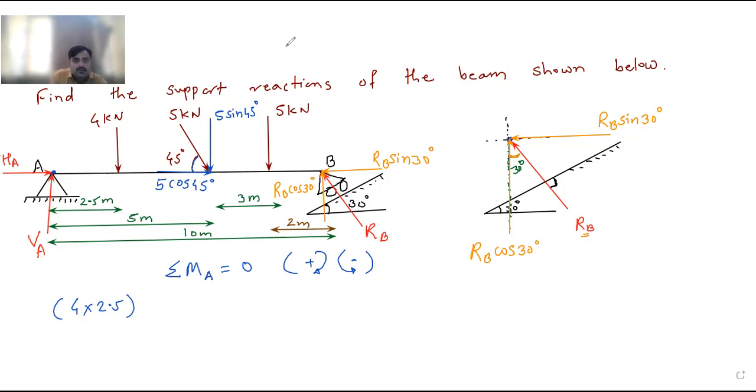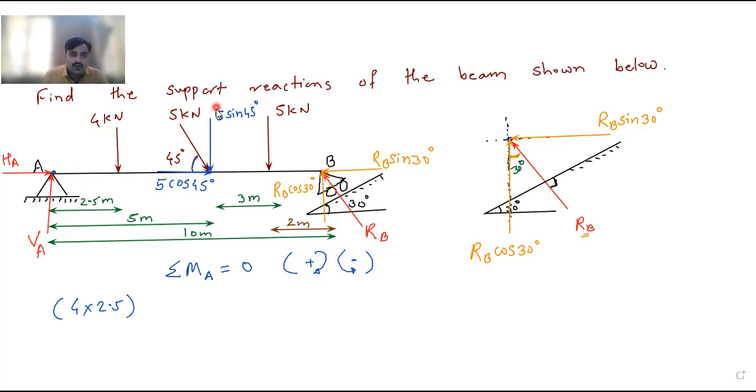Next force is this 5 cos 45. Now, you have resolved the 5 kilonewton force, so leave the original 5 and consider the two components in the calculation. This 5 cos 45 is moving towards right, but when you extend its line of action backwards, you will observe that it passes through point A. So its moment is also 0. So the moment of 5 cos 45 is 0.